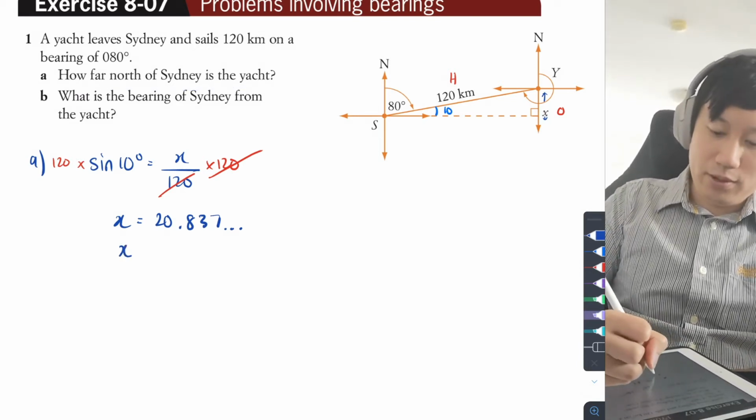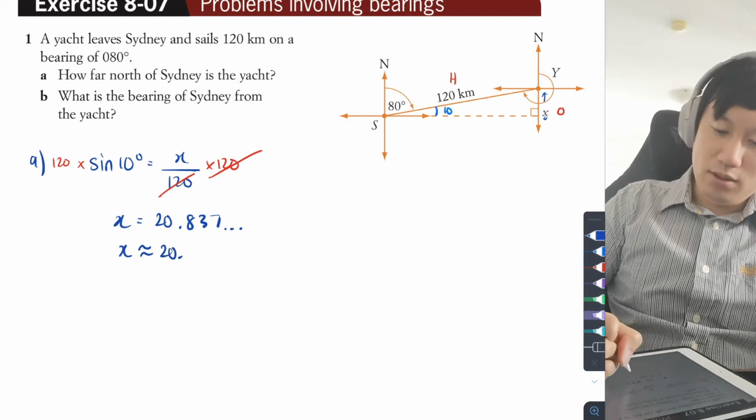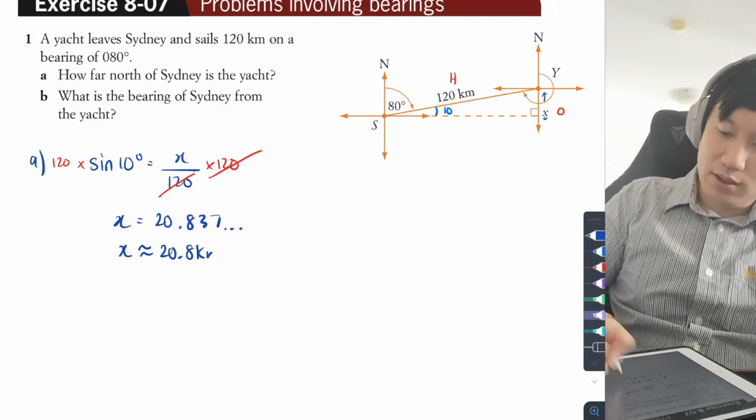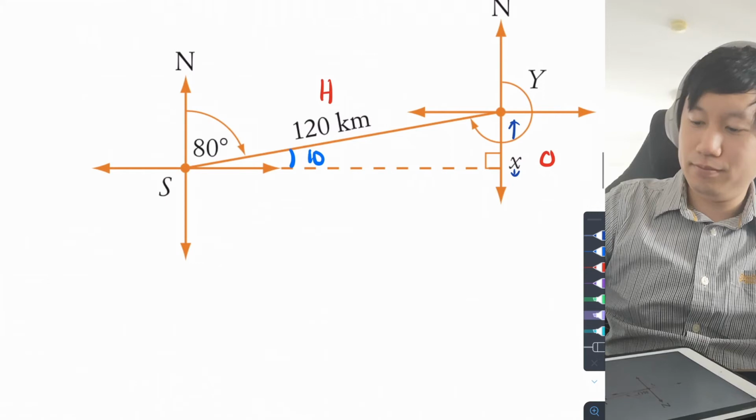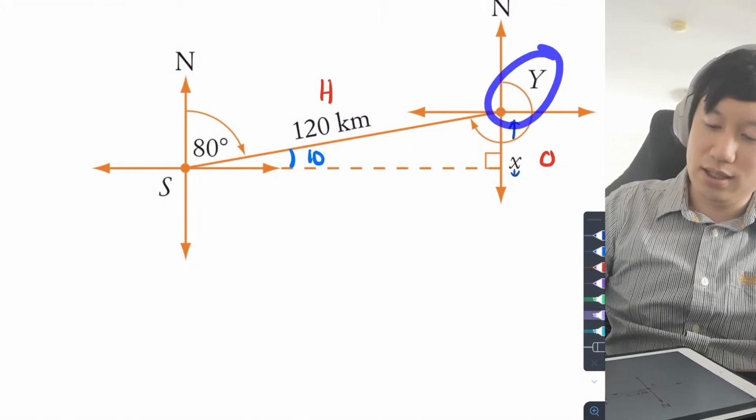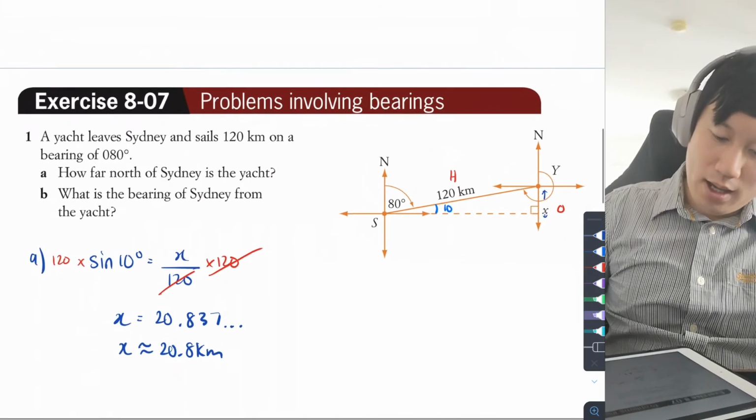So this will be approximately 20.8 kilometers. Okay, that's this distance here. That's how far north the yacht has traveled to go towards this point, Y.